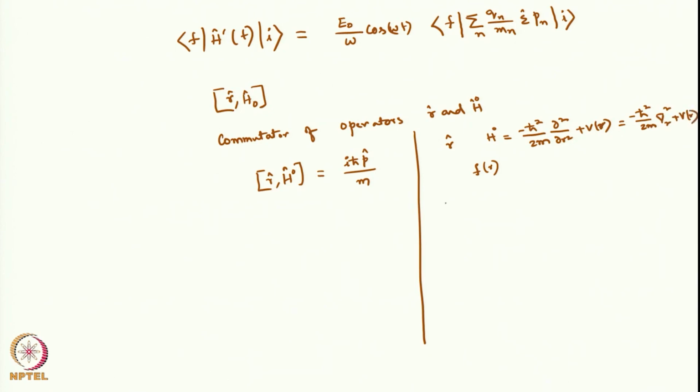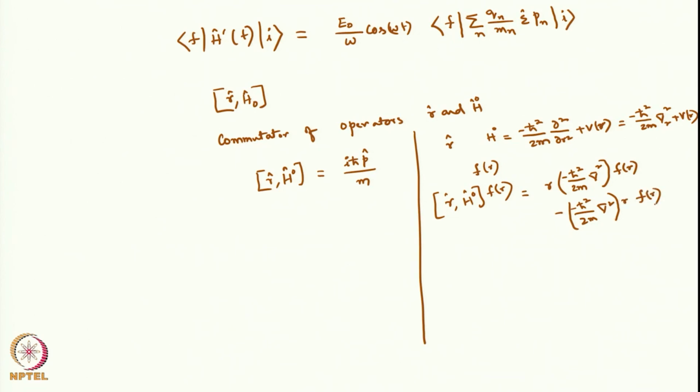Now, all of this will act on a function f of R. So, let us evaluate the commutator. What you have to evaluate is the commutator R, H naught with respect to f of R function. Okay. So, this will be equal to R times minus h bar square by 2m del square f of R, minus h bar square by 2m del square R f of R.